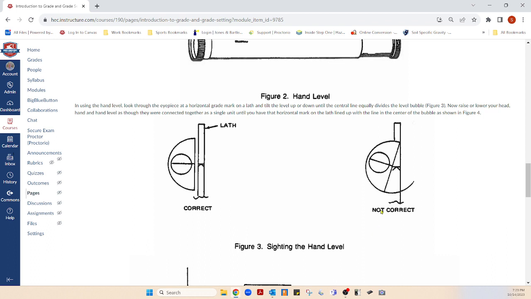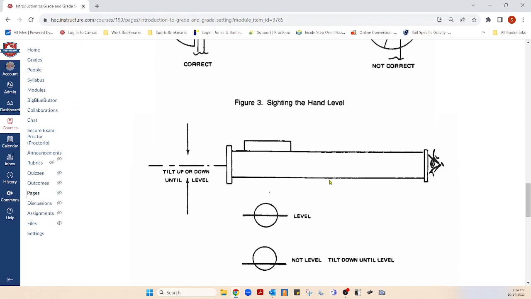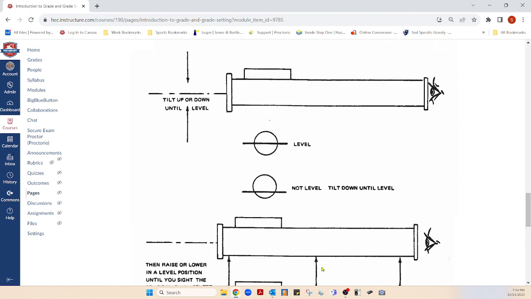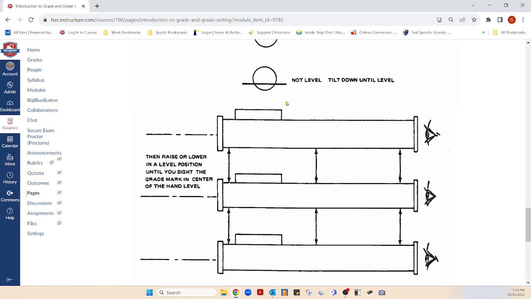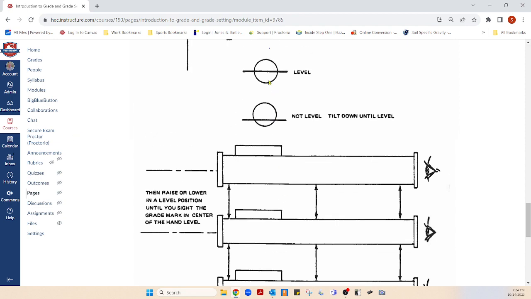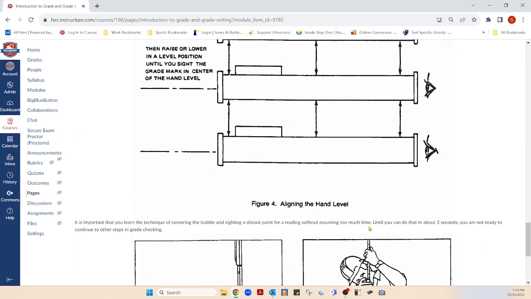Now, here's a way not to do it. And this is telling you that it's level. This is telling you to tilt down. If you tilt down, that means you're going to get closer to level. And when you're moving up the engineer's rule, you want to look at the same time you're moving up, because you can see the stake mark coming into view. You just go up and down until you have it level, and then take your reading.